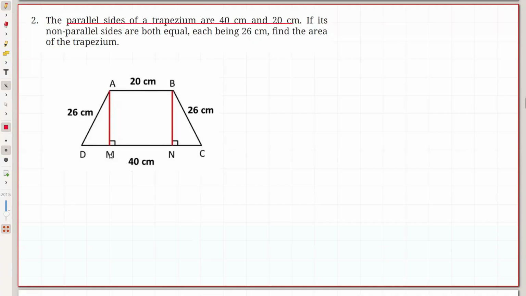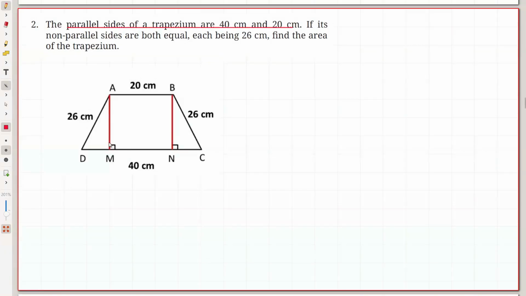The height is not given. We know the formula: area of trapezium is equal to half into h into a plus b. Since the height is not given, we have to find it. If you draw it, this forms 90 degrees. Join AM and BM, it will form 90 degrees. Based on this, I can find the height. First I am going to find the height of the trapezium.